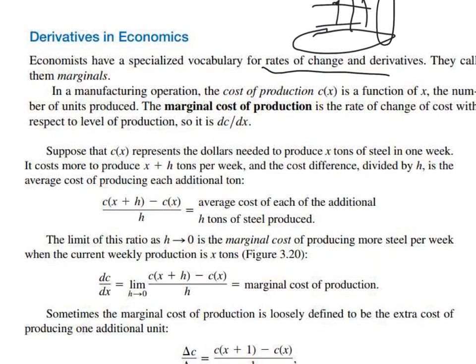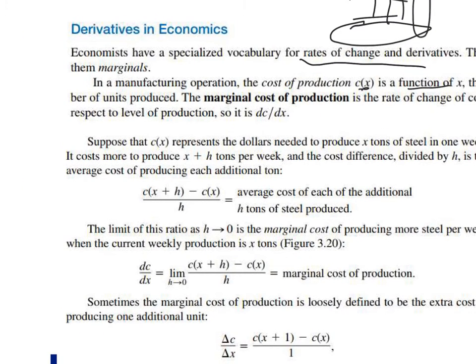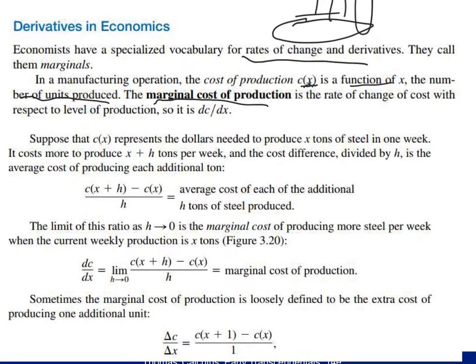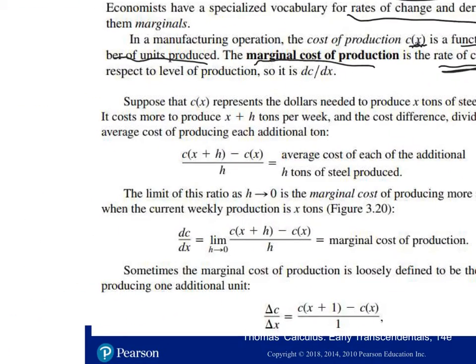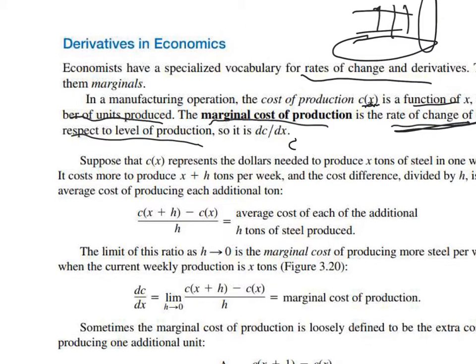In a manufacturing operation, the production cost is a function of X, C of X, okay? The number of units produced, it's how much it costs to produce a certain number. The marginal cost of production is the rate of change of cost. It's a derivative with respect to the level of production. In other words, you have the function C of X. C prime of X is your marginal cost of production.